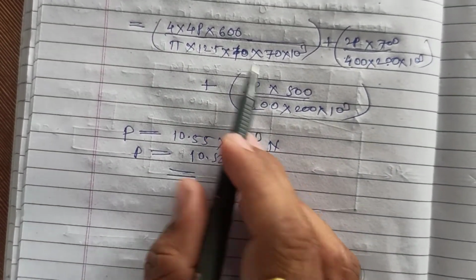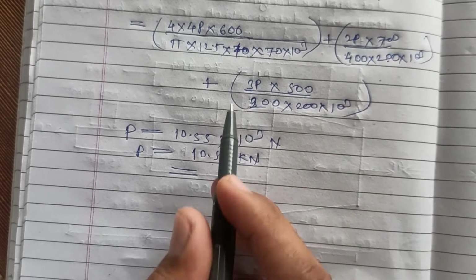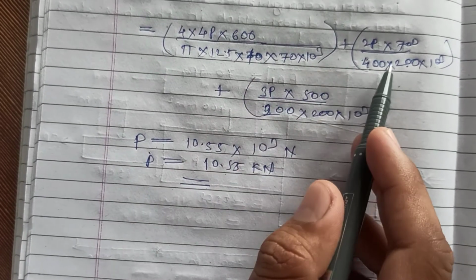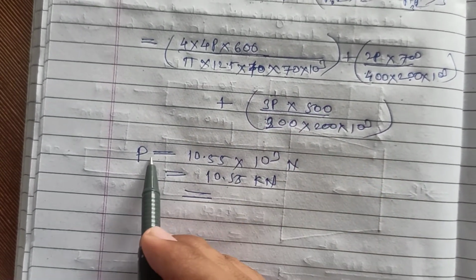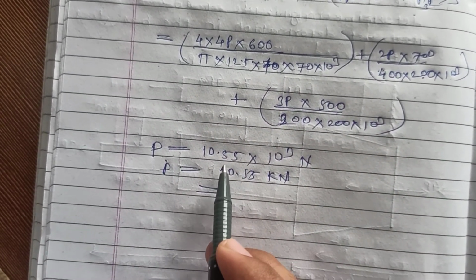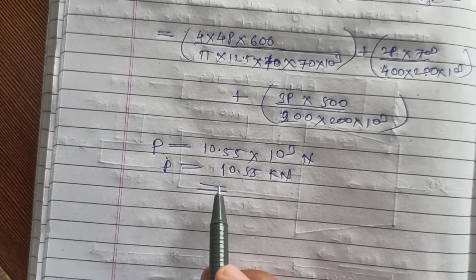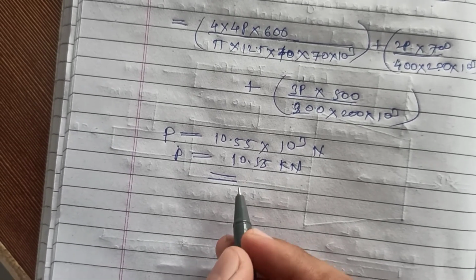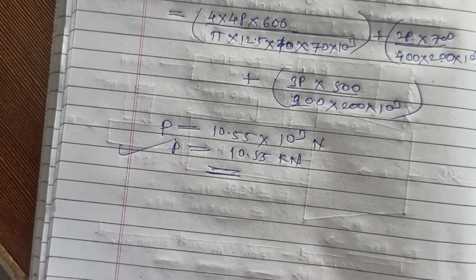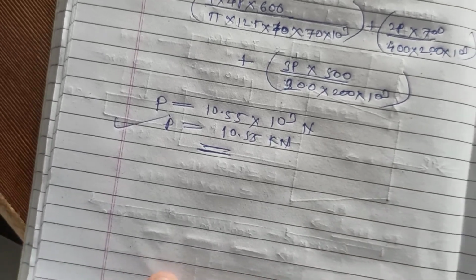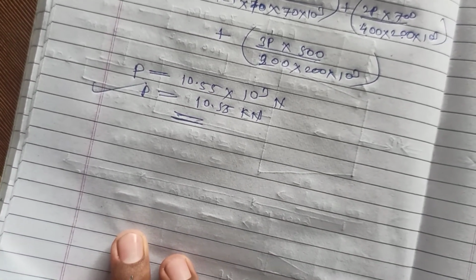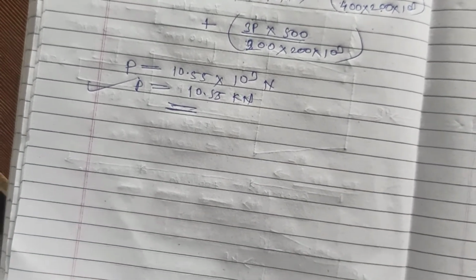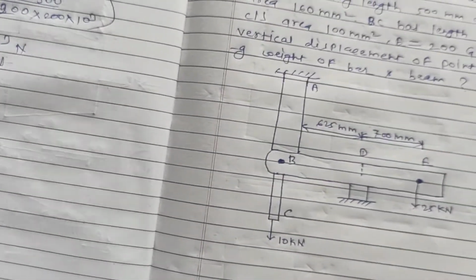So put all these values in the calculator. After putting all these values, we will get the value of P, because P is unknown in all this formula. So we have to find out P. P is nothing but 10.55 into 10 raised to 3 Newton, and in kilonewton it is 10.55. So this is the final answer. Very simple. I hope you have understood. Now next we will see the next problem.